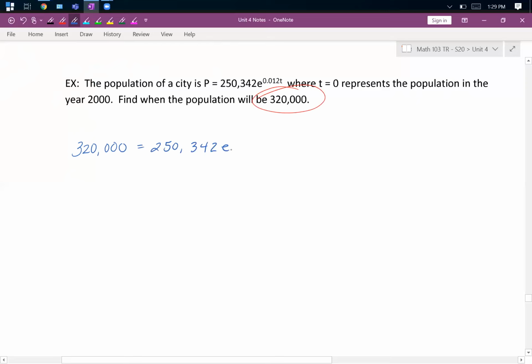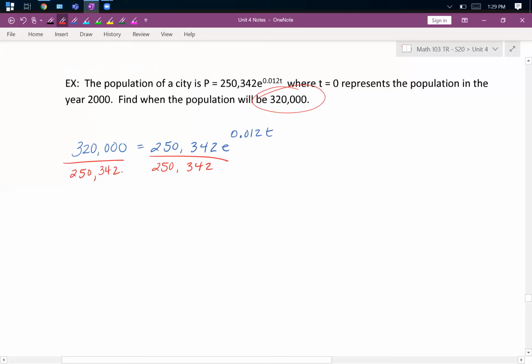Because e is my exponential base, I know that the one-to-one property will not apply. So instead, I'm going to have to rewrite it in logarithmic form. But before I can rewrite it in logarithmic form, I have to isolate the exponential portion. We'll divide both sides by 250,342. This is not going to divide nice. So I would just leave it.